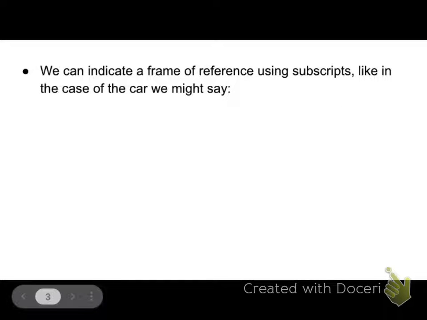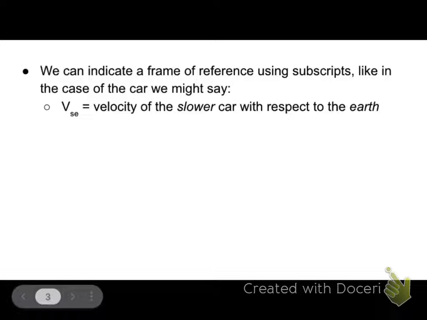So, we can indicate the frame of reference using subscripts. So you're going to see this a lot where they're going to just give you subscripts, and they will usually define the subscripts and tell you what these random letters mean. Okay? So we might say velocity subscript SE to mean the velocity of the slower car with respect to the earth. So the first letter is always going to tell you what you're measuring, and the second letter will tell you what you're comparing it to, what your frame of reference is.